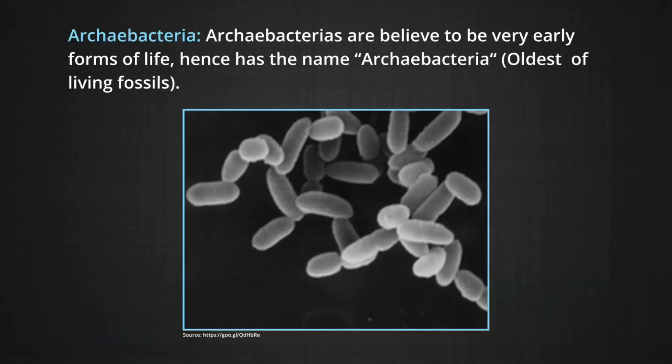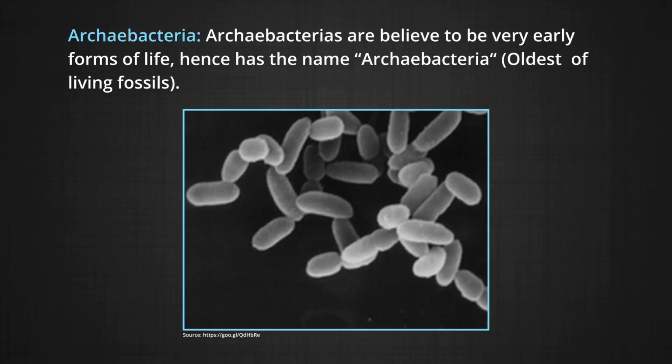On the basis of nutrition, bacteria can be classified as autotrophic, which can prepare their own food. Heterotrophs depend on others for their food. Saprophytes feed on dead and decaying organisms. Parasitic bacteria live on other host cells. Symbiotic bacteria have a mutual relationship with other organisms.